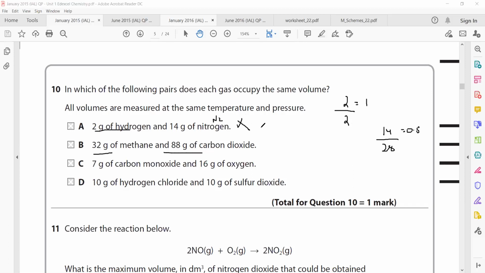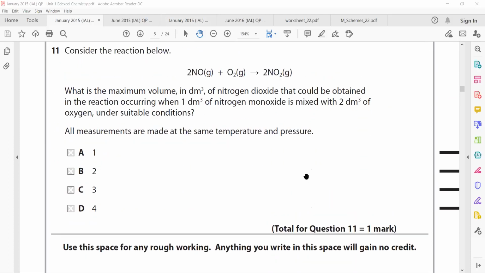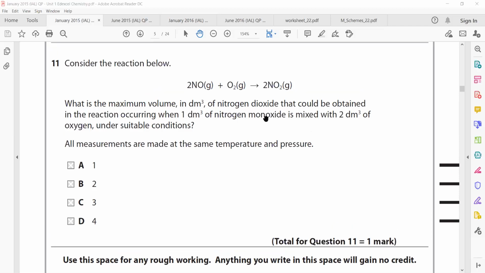32 gram of methane and 88 grams of carbon dioxide. Methane is CH4, so 32 divided by carbon 12 plus hydrogen 4, so this is 16. So I will get 2 moles of methane. Carbon dioxide mass is 88. Carbon is 12 plus oxygen 16 multiplied by 2, 32 plus 12 makes 44. So 88 divided by 44, I'll get 2 moles. If the moles of the gases are the same, they will occupy the same volume at the same temperature and pressure. That's a condition. Otherwise, if the temperature and pressure are not the same, they will have different volumes.